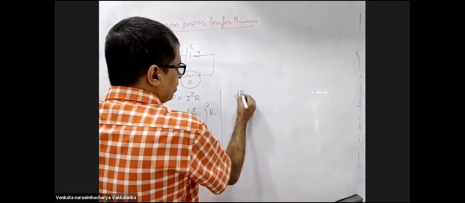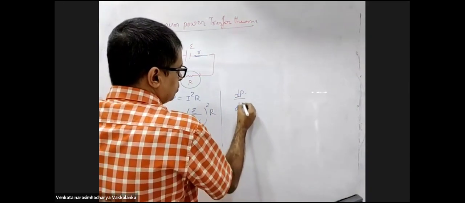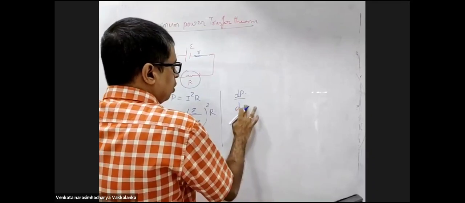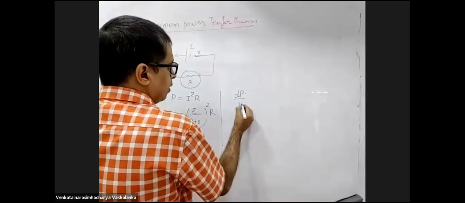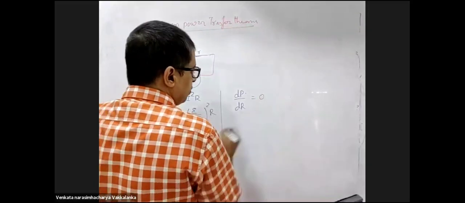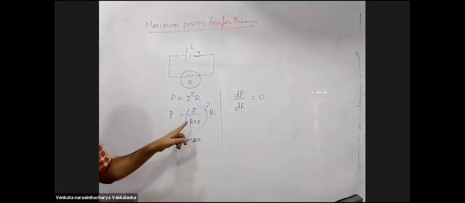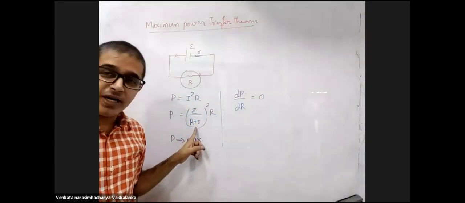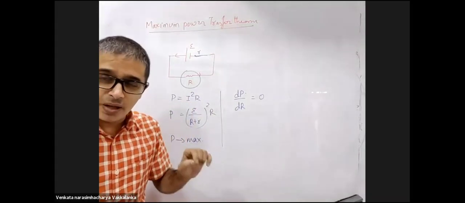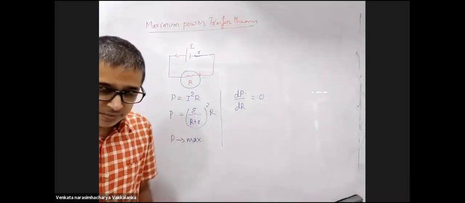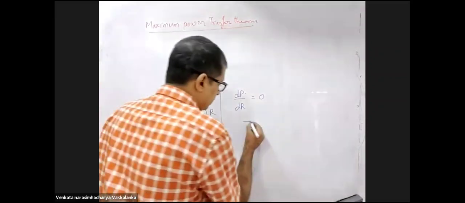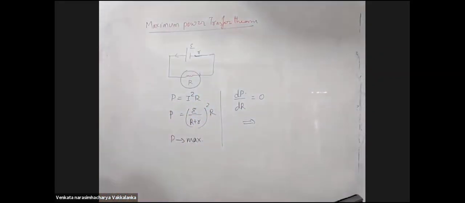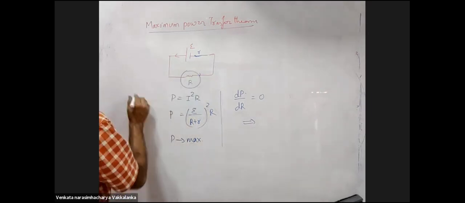What do I do? Differentiation of the power with respect to capital R or small r, either way. Equate it to 0. You have capital R in the numerator as well as denominator, U by V. Will you be able to differentiate? Yes, sir. Differentiate and tell me the answer. Condition for maximum power to be dissipated through R.